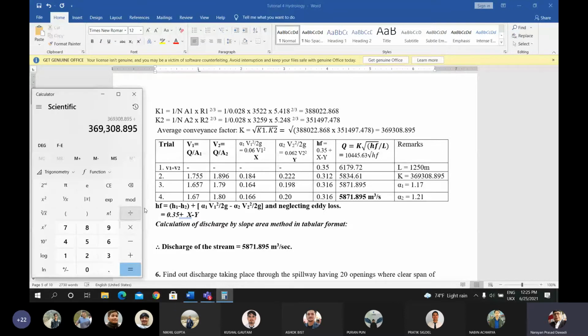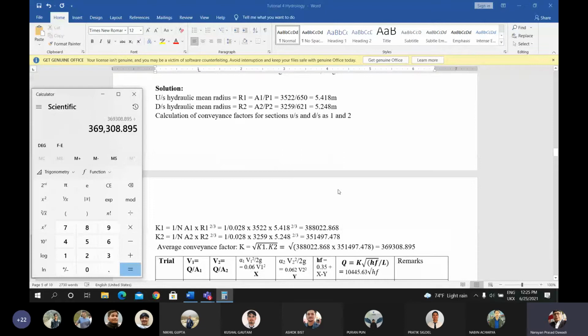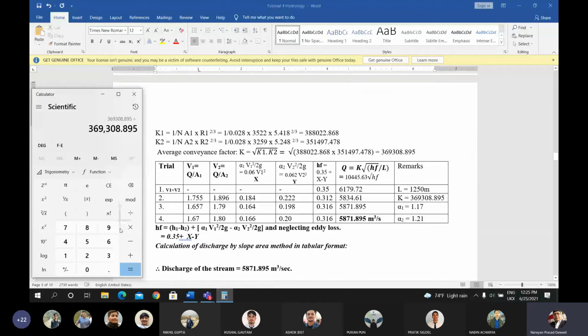Divided by under root L. L is 1250, and 1250 under root gives this value, which gives the value of 1045.632 or 633. So 10,445.63 is taken as the under root HF, which gives the value of discharge. Okay, and then discharge is calculated in this way.